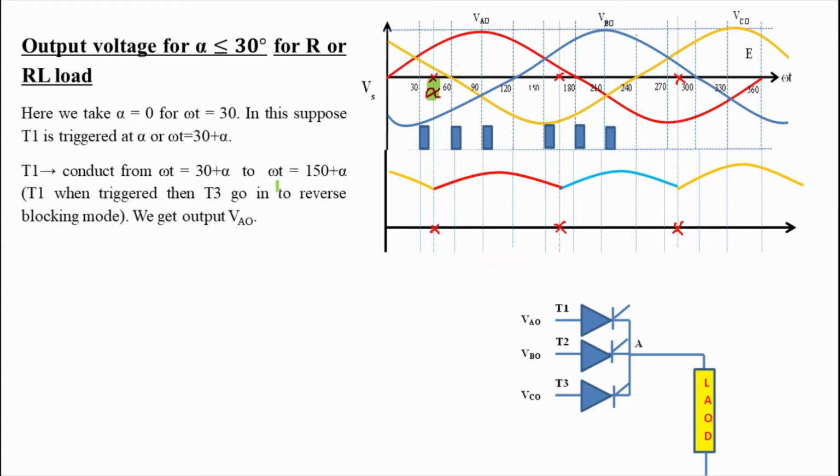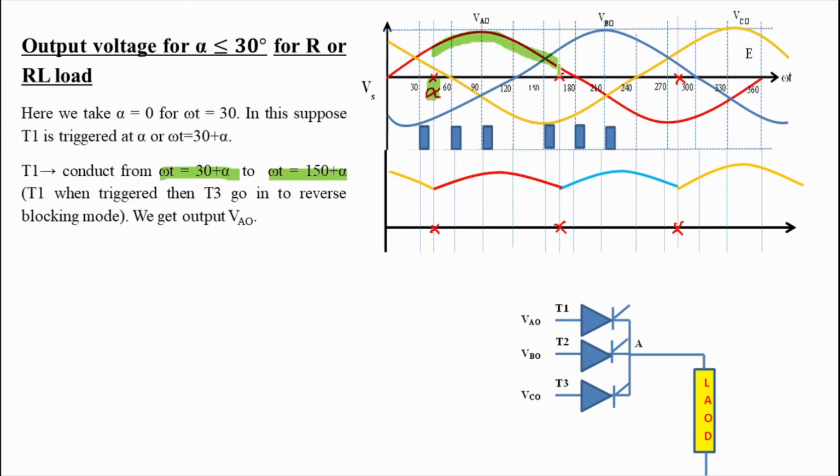So suppose T1 is triggered at alpha, and we know that we have taken alpha equals 0 for omega t equals 30. So obviously omega t will be equal to 30 plus alpha. It means thyristor T1 is triggered at omega t equals 30 plus alpha. Here, this omega t will lie between omega t equals 30 to omega t equals 60 degree, because this alpha is less than 30 degree.